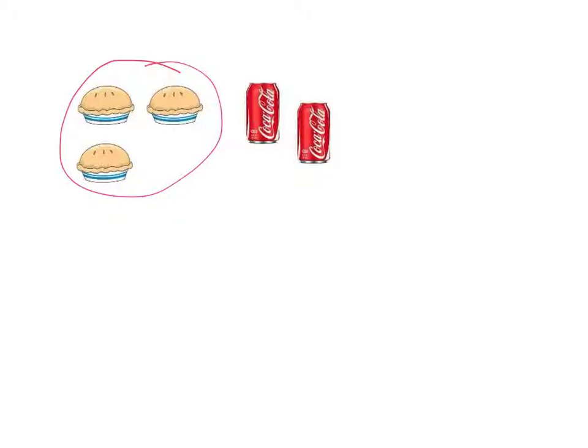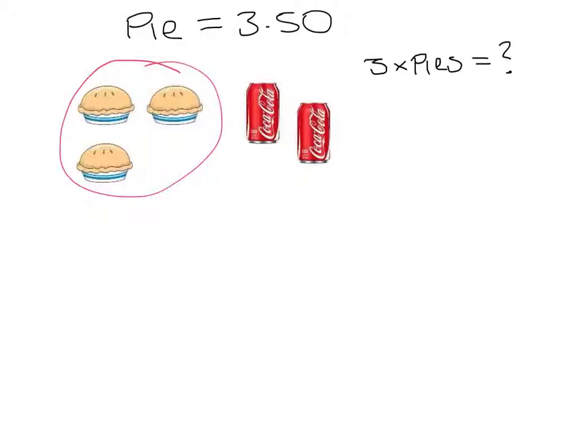Let's say that a pie is $3.50. Just keep it to 3.50 for now. We can just pretend that we know that it's in dollars. The easiest way to work that out is with some simple maths. 3 pies equals how much? Well, we simply substitute the value of a pie into the equation.